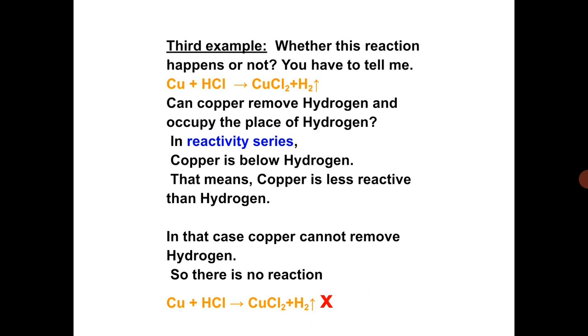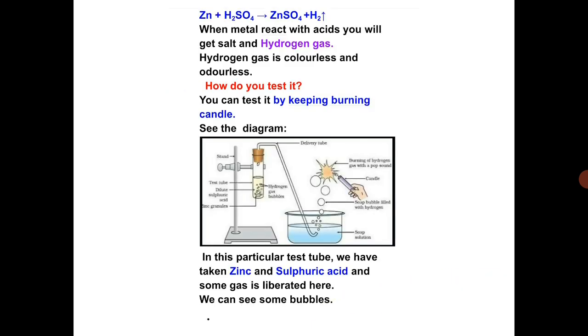In the reactivity series, copper is below hydrogen. That means copper is less reactive than hydrogen. In that case, copper cannot remove hydrogen. So, there is no reaction. Zn plus H2SO4 gives ZnSO4 plus H2. When metals react with acids, you will get salt and hydrogen gas.